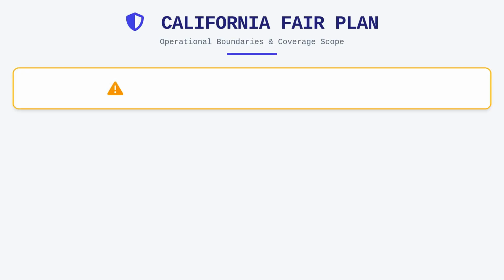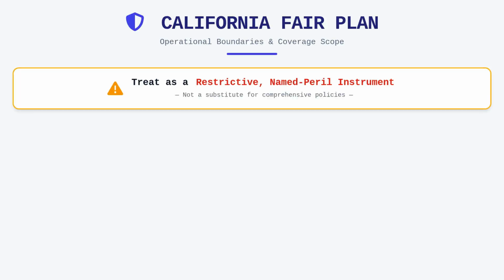Understanding the precise coverage scope and operational boundaries of the California Fair Plan is a prerequisite for advising clients who are excluded from the voluntary insurance market. We must treat the Fair Plan as a restrictive, named peril instrument rather than a substitute for standard comprehensive policies.